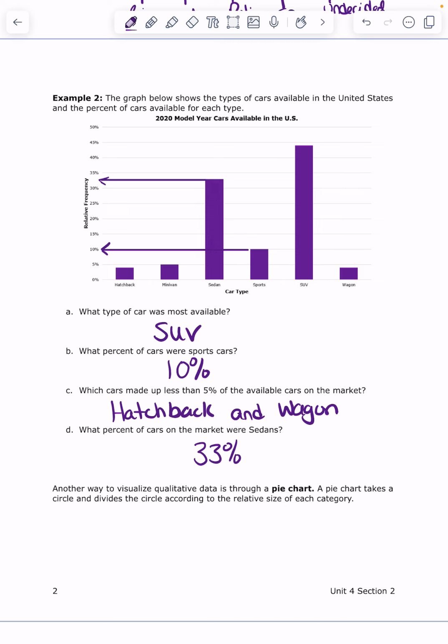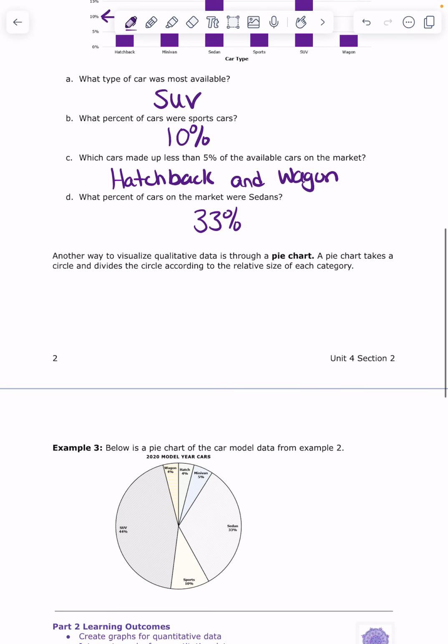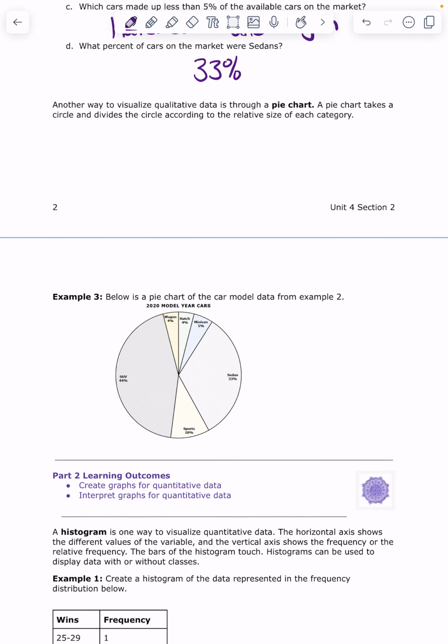Another way to visualize qualitative data is through a pie chart. A pie chart takes a circle and divides the circle according to the relative size of each category. So for the car model that we just did, that's what the pie chart would look like. So you can see that in the pie chart, SUVs take up the biggest slice, followed by sedan. And then we have wagon and hatchback as our less than 5%, minivan exactly 5%, and sports 10%.